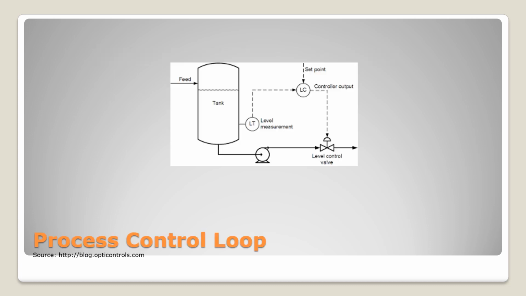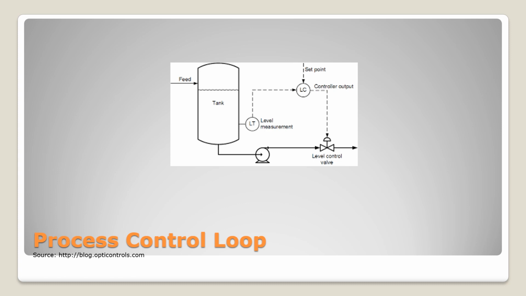So now that we have talked about electrical systems and mechanical systems, we need to talk about instrumentation and controls. Instrumentation and controls are the tools that we use to make those electrical and mechanical systems do what we want them to do. And here's an example of that. This is what's called a process control loop.